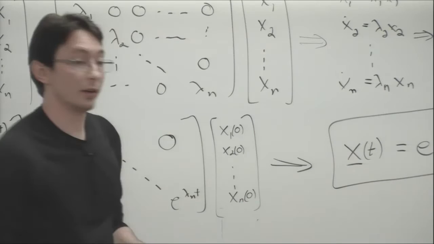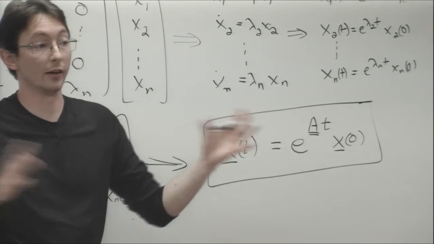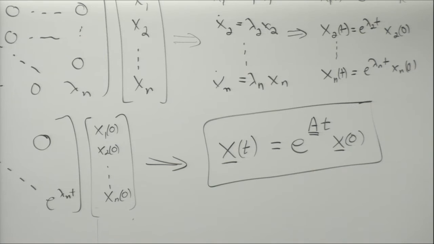What we haven't done is figured out what this e to the At means for a generic A, where the dynamics are coupled. Okay, that's where eigenvalues and eigenvectors are going to come in.